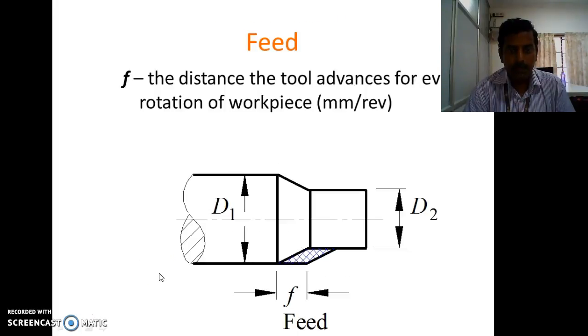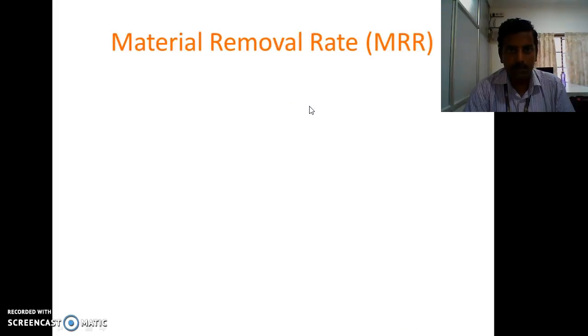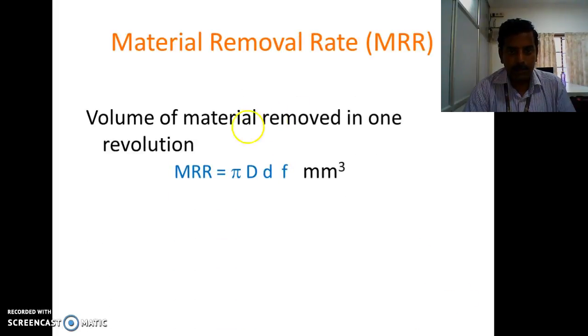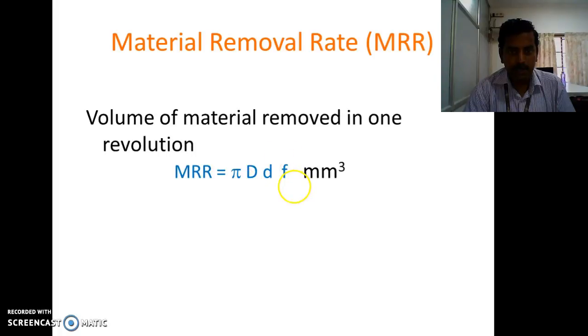n is the revolutions per minute of the workpiece, and feed is the distance the tool advances for every rotation of the workpiece, which is given in mm per revolution, and the depth of cut is the distance between the machined surface and the uncut surface of the workpiece. And coming back to material removal rate, it is the volume of material removed in one revolution, which is given by pi d into d into f.